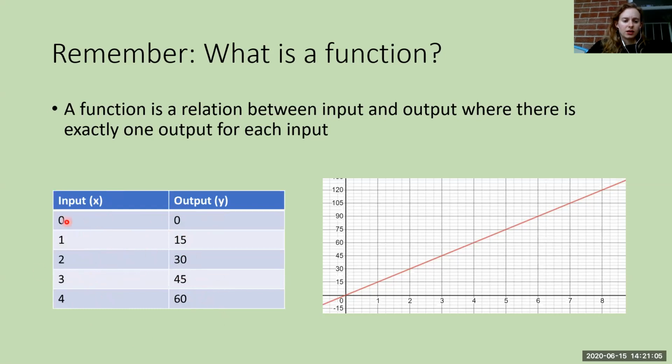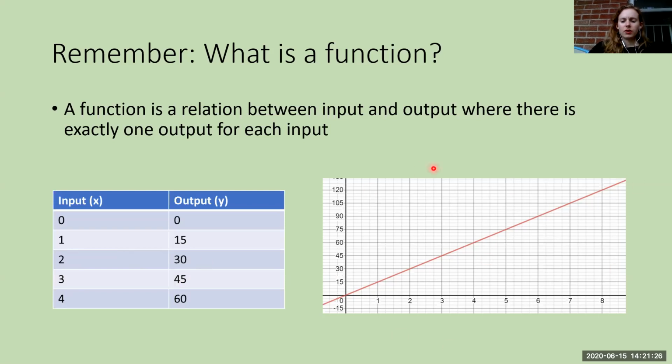So notice here that for each of these inputs, there is only one output. Right? So 1 only goes with 15. 1 doesn't go with any other number. 2 only goes with 30. Doesn't go with any other number. 3 only goes with 45. Doesn't go with any other number. Right? So that's that special input-output relationship.